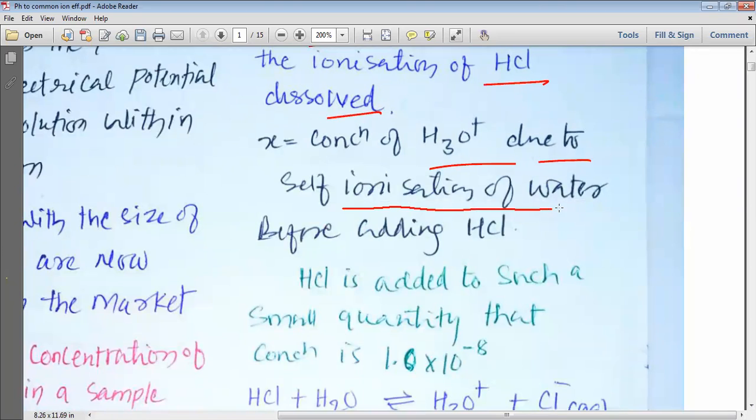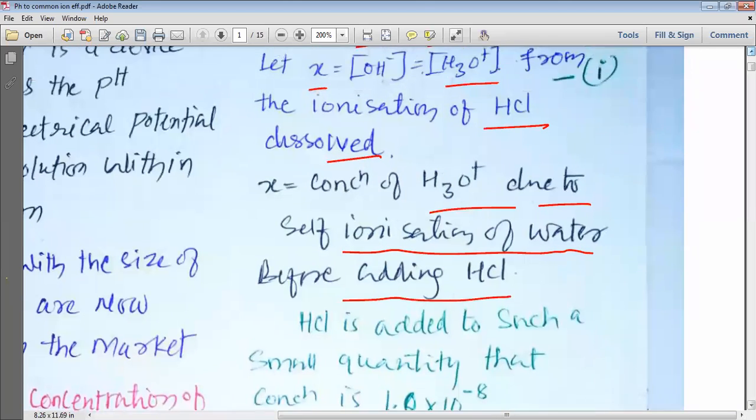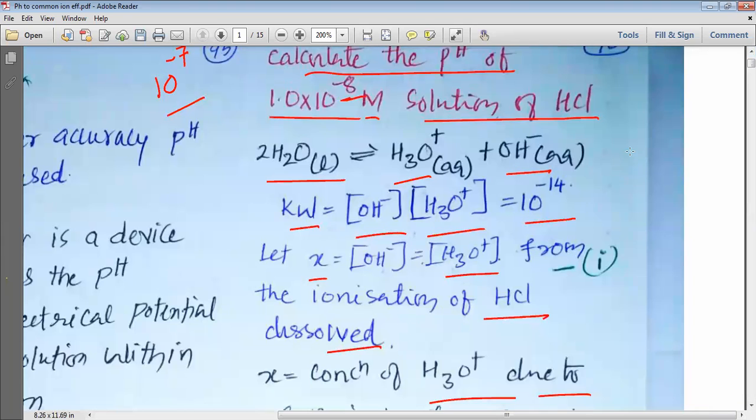due to self-ionization of water before adding HCl. So my dear students, you can easily understand that there was a vessel in which we initially had water. In this water there was some ionization of water itself, and then from outside we add HCl. This is what happens. And when we add HCl, the pH of this particular solution changes. And the solution is now 1.0 into 10 to the power minus 8.